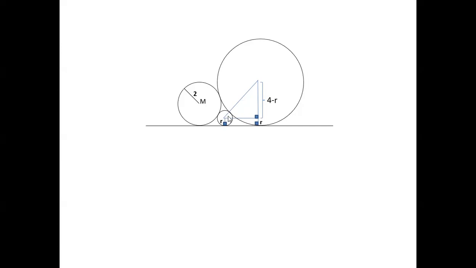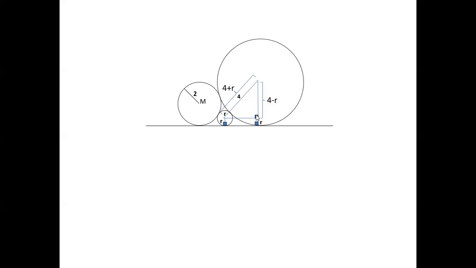Now what about this side? Here this is the center of the circle and this is the radius. Therefore this should also be r. This is the center of the bigger circle and this is its radius, so it should be 4. So the total length, that is the line segment joining the centers of these two circles, must be 4 plus r. So this length is 4 plus r.